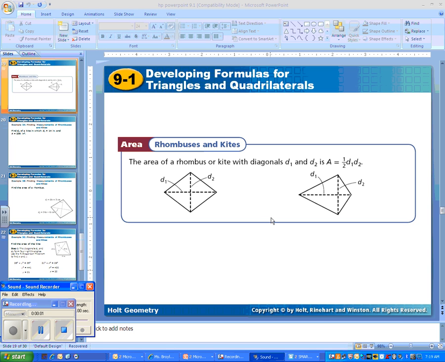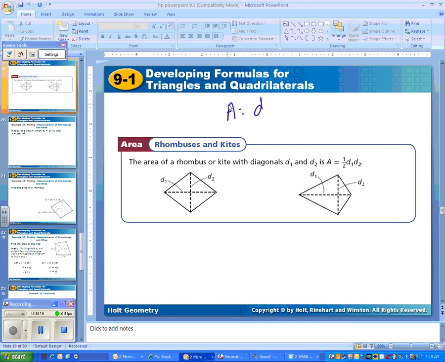Okay, the last two shapes we're going to talk about are rhombuses and kites. And since we skipped chapter 6, we can only do part of the problems in chapter 9 regarding rhombuses and kites. And the formula we're going to use is that the area is diagonal 1 times diagonal 2 divided by 2. And remember, a diagonal goes from one vertex to the opposite vertex.